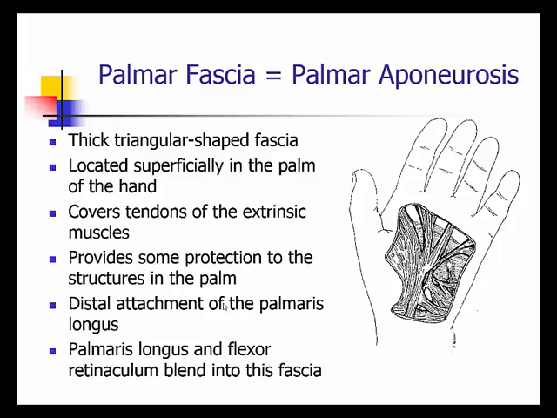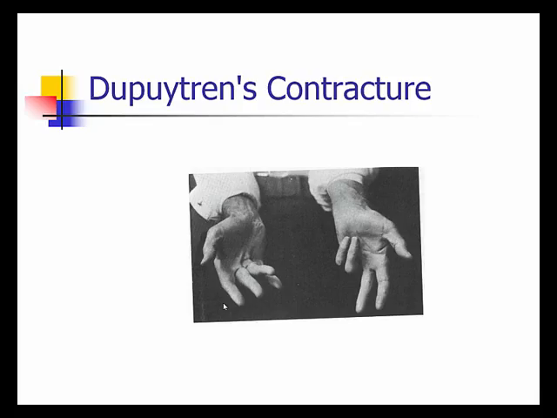There's a condition called Dupuytren's contracture, in which this becomes inflamed and shortens, causing contractures into flexion. I'll show you a picture in a second. Most of the time it requires surgery. Here's what it looks like. And in this surgery, basically they'll go in and cut part of that to release it.